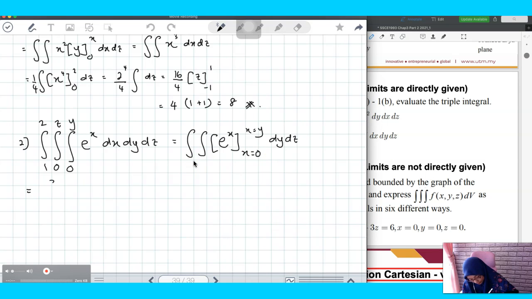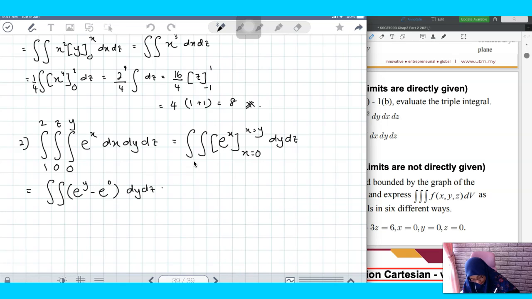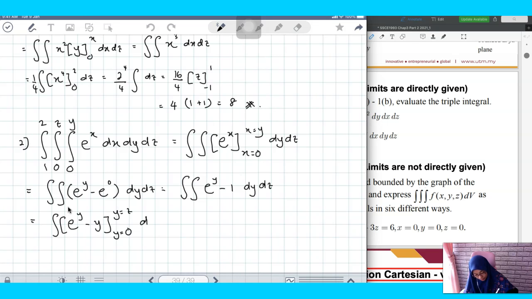Then it reduces to a double integral. So you have e to the y minus e to the 0, dy dz. Okay, so from triple it reduced to double integral, where when you simplify, you have e to the y minus 1, dy dz, and then integrate with respect to y. So e to the y will give you e to the y, and 1 will give you y, and then substitute y equal to 0 to y equal to z, dz.